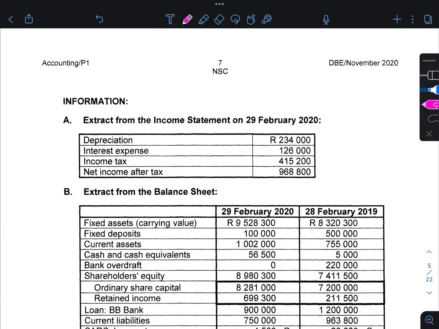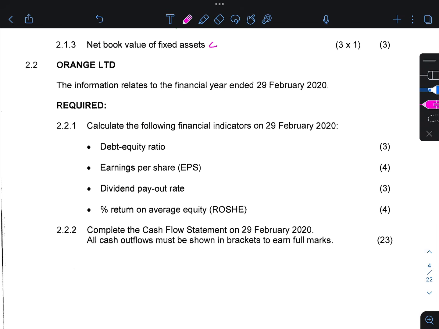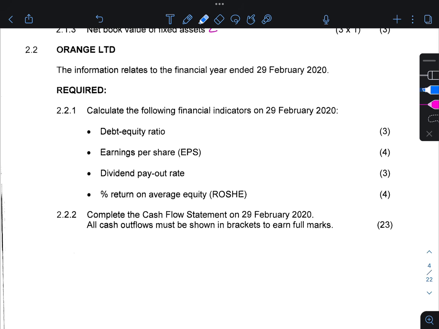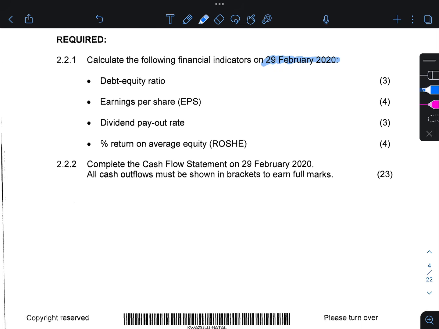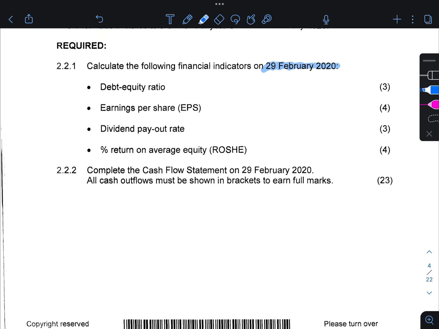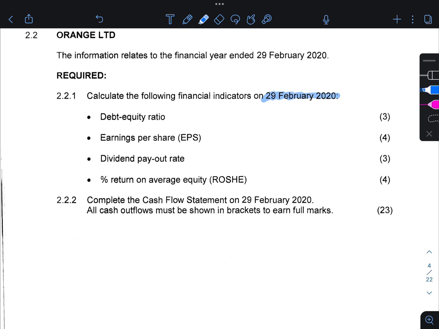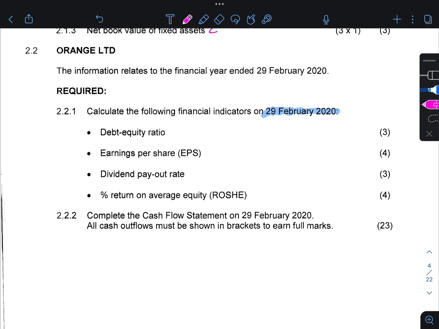And then moving on to the next question. It says calculate the following financial indicators on the 29th of Feb 2020. We're supposed to calculate the debt equity ratio, your earnings per share, and your dividend payout rate, also your percentage return on average equity. So let's just start by identifying the formulas for these ratios. So the first one being your debt equity ratio, we just say it's your non-current liabilities. And then it is your shareholders' equity, your SHE.